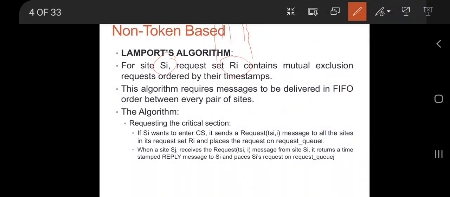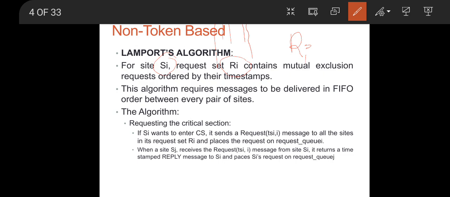And it requires the algorithms to deliver the messages in the FIFO order. So that means what happens in the Lamport algorithm is, the first point is every site will be maintaining a request set. That is, for SI it will be RI. In RI it will be storing all the requests for the critical section in sorted order. That sorting will be based on the timestamp of the request message, that is, at what time a processor had sent the request for using the critical section.